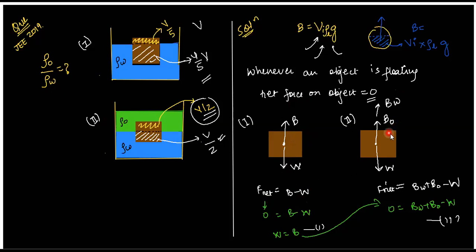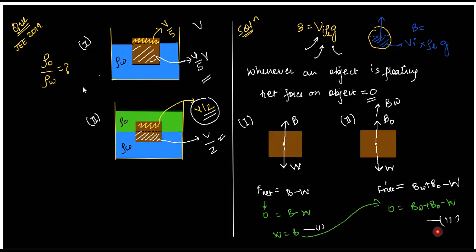What about the second case? In the second case, there is no longer one liquid. Now we have two liquids present in the vessel. Therefore, buoyancy will be by both of them. That is, the upward force will be by both of them. Let us take that upward force by water as BW, that by oil as BO. So the total force will be BW plus BO minus weight, correct? Since a floating object has net force 0, I took F net as 0 here.